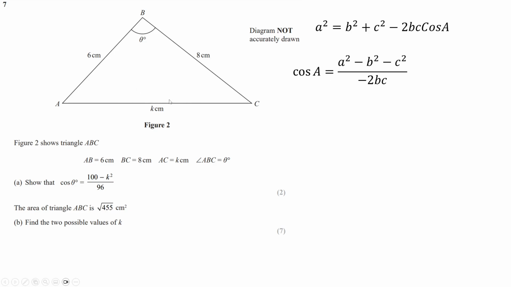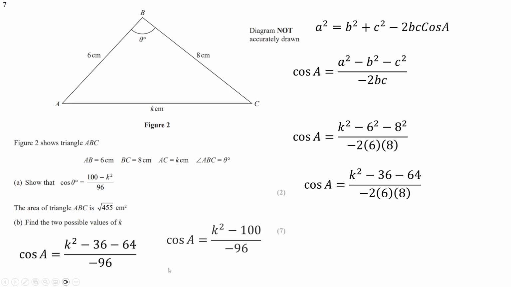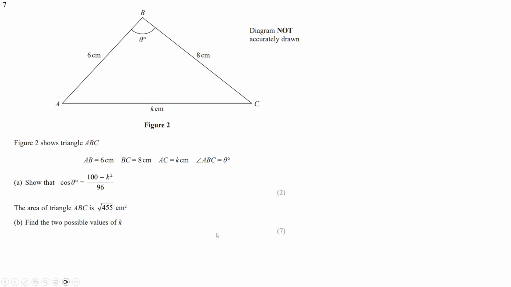So if you call this a, and then this is b, this is c, or this is c, this is b, it makes no difference. But this one has to be A. Plug it in to get that, and then just simplify a bit more, and then a little bit more to get that, and more to get that, and then just swap these two around, and that's fine.